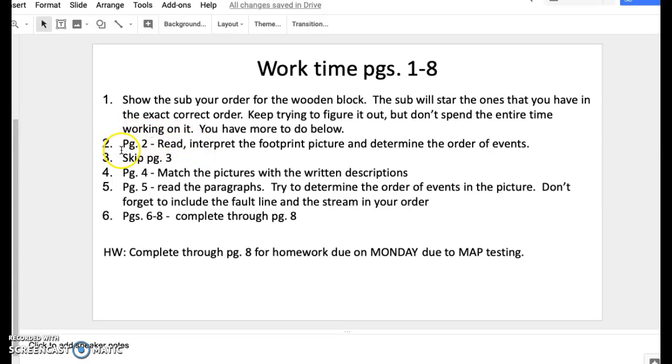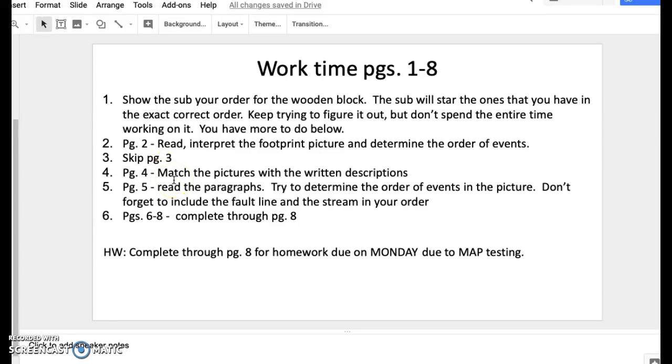Step 2 happens to be on page 2. So if you'd like, you could follow along in your packet as I describe what you're going to be doing for the remainder of class today. On page 2, you're going to read the paragraph at the top. You're going to interpret the footprint picture that you see. And at the bottom, there are 5 bulleted events. Your job is to try to put them in order. You can just write the numbers next to the events for the order that you feel makes sense based off of the clues that you see in the picture. You have permission to skip page 3 today.